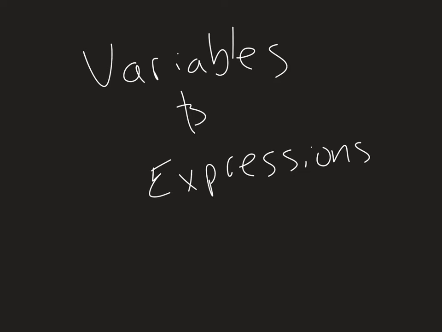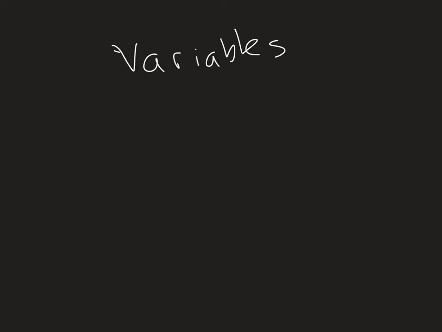In this video, we'll talk about variables and expressions, the difference of two different kinds of variables, and how to build expressions from word phrases. So let's talk about variables. In math, there are two types of variables. The first type being an unknown.